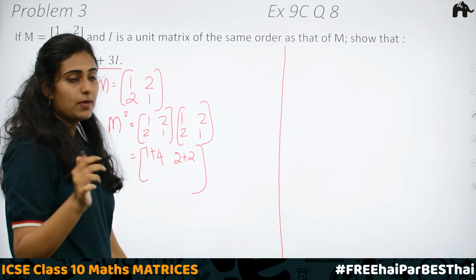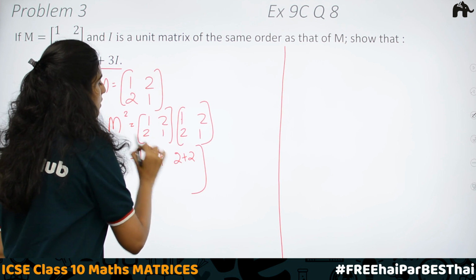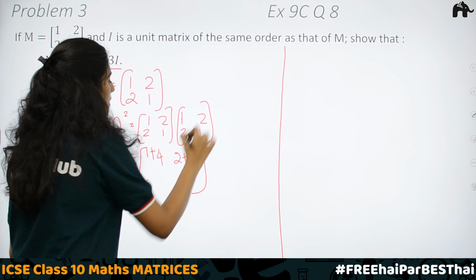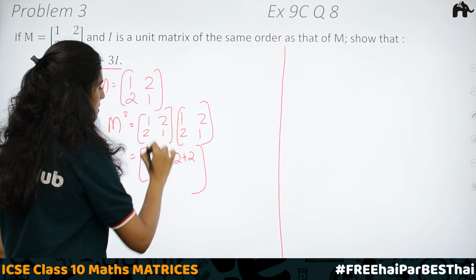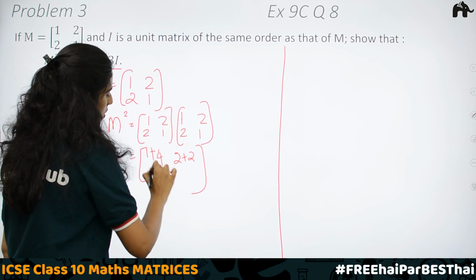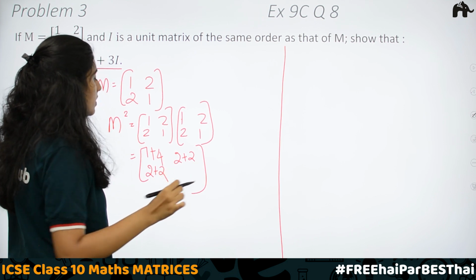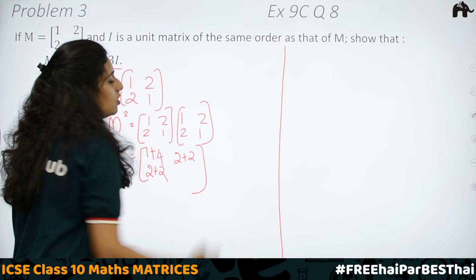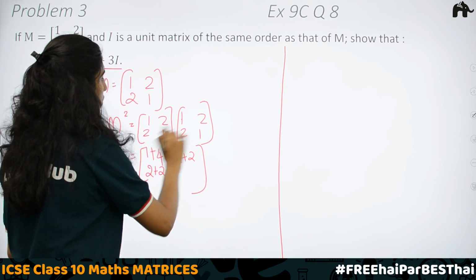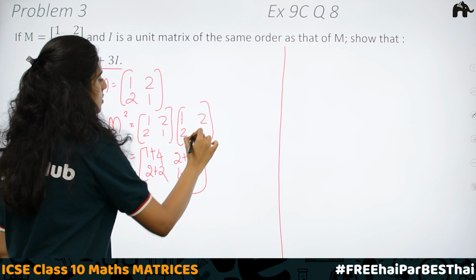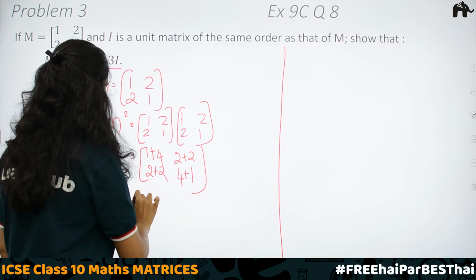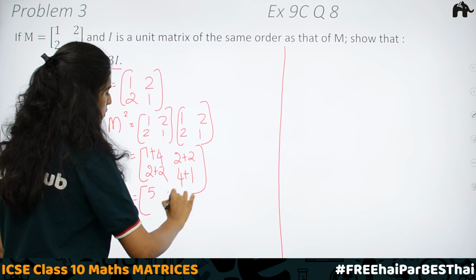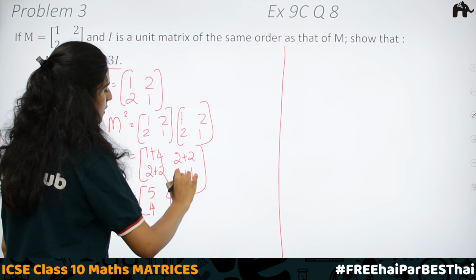To get the third element, second row from the first matrix into first column from the second matrix, that is 2 into 1 plus 1 into 2, that is again 2 plus 2. Now the second row and the second column will give us the fourth element. 2 into 2 is 4, 1 into 1, 1 plus 1, that is equal to 1 plus 4, 5, 2 plus 2, 4, 2 plus 2 again 4, 4 plus 1, 5.